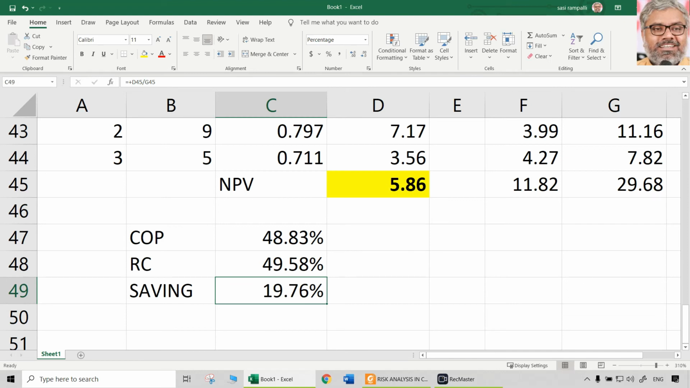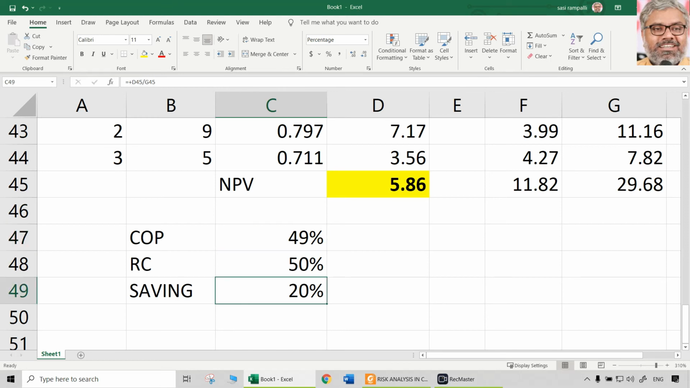But here main point to be noted, where the project is most sensitive to which factor it is more sensitive. Here the highest percentage is not the most sensitive, lowest percentage is the most sensitive. Understand the meaning of it. If saving decreases by just 20%, then NPV becomes 0. But if the cost of the project increases by 49%, then NPV will become 0. If running cost increases by 50%, then NPV will become 0.